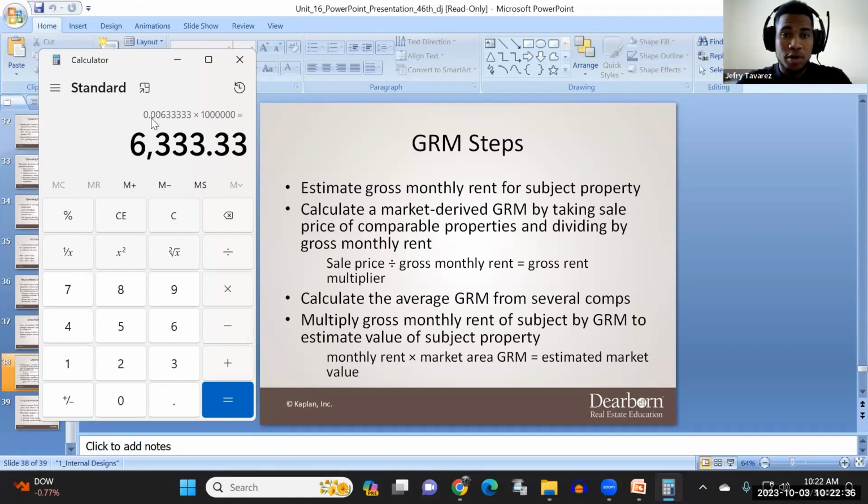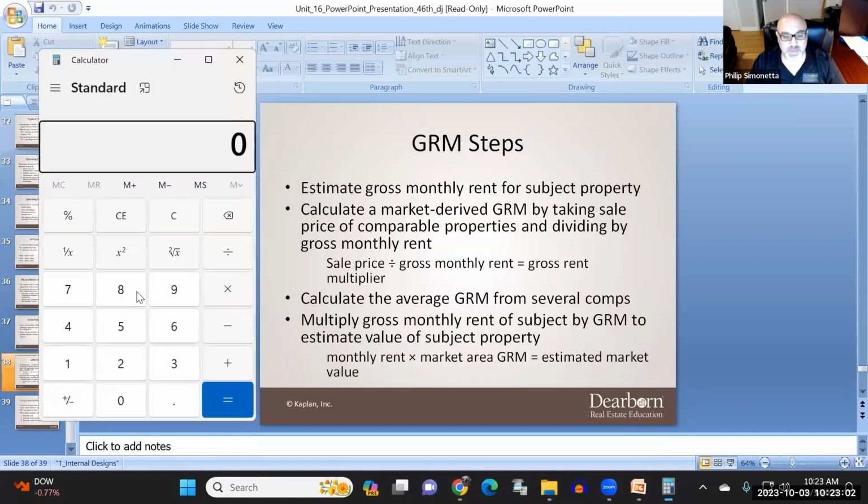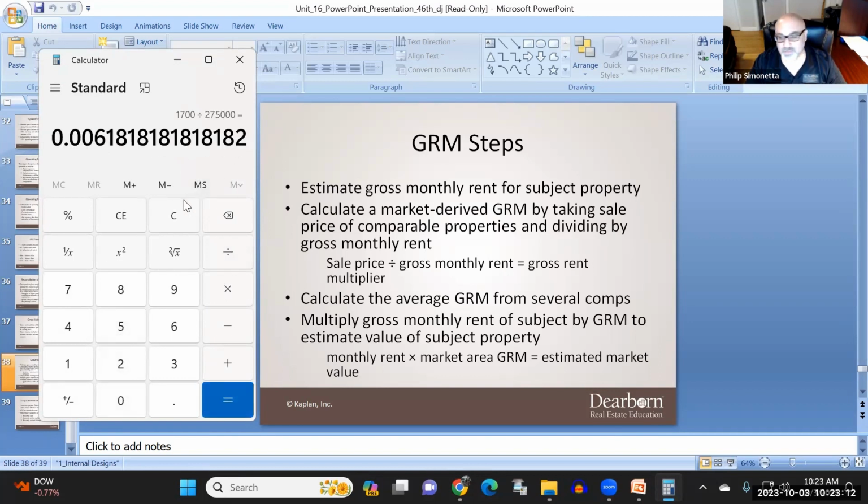Is it the subject property that is already a renter? Yeah, whatever property you're trying to, like the comps. So let's say the property you're appraising, they're getting $1,700 a month, and it's worth $275,000, right? Let's just say you're appraising an investment property. They're collecting $1,700 a month. So you're taking 1,700 and dividing it by 275,000. Here's your gross rent multiplier, right?